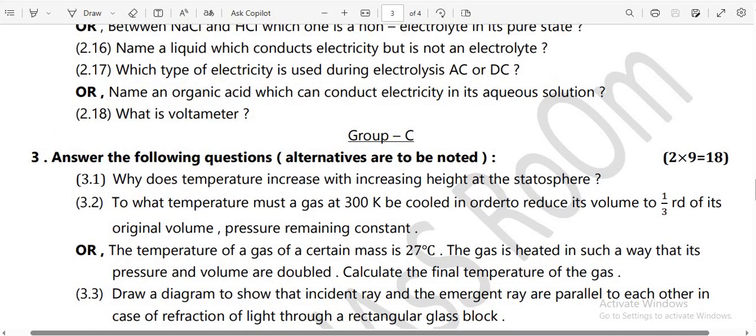3.2 To what temperature must a gas at 300 K be cooled in order to reduce its volume to 1/3 of its original volume, pressure remaining constant?